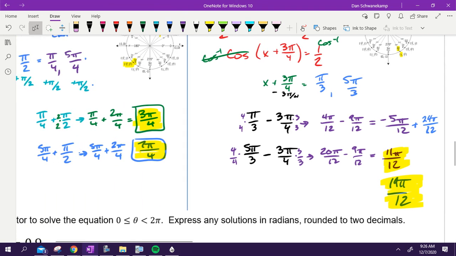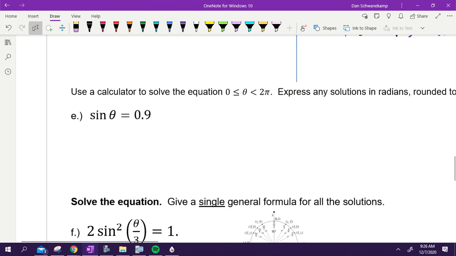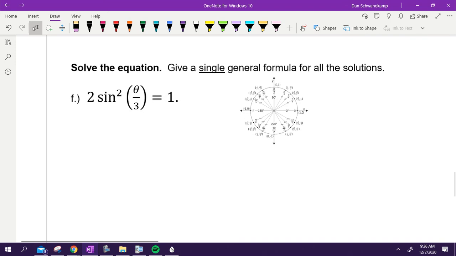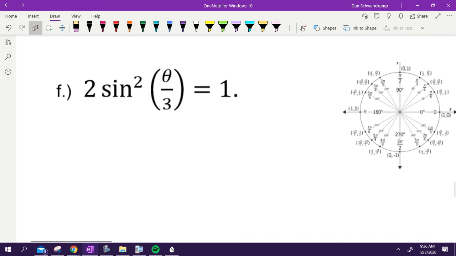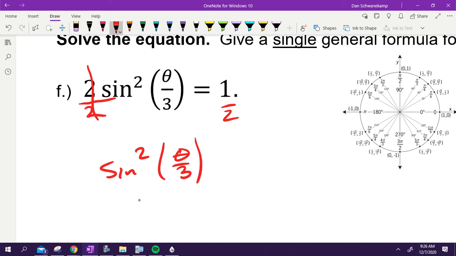Let's skip E for now, because E is just calculator. It's easy. I'm not that worried about it. Let's go to F. Okay, I'm going to work with this together because I'm going a little bit long because I'm recording. Okay, let's solve. What am I going to do first? Divide by 2, divide by 2. That goes away. Sine squared theta over 3 equals 1/2. Then what? Square root, square root.